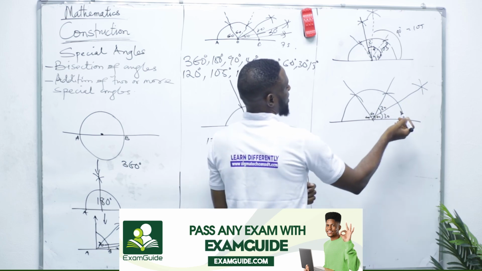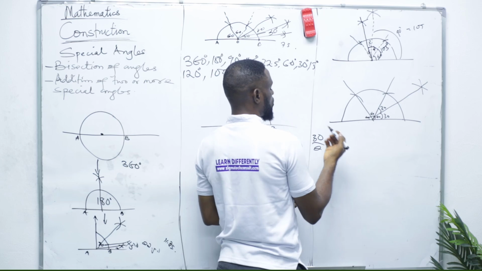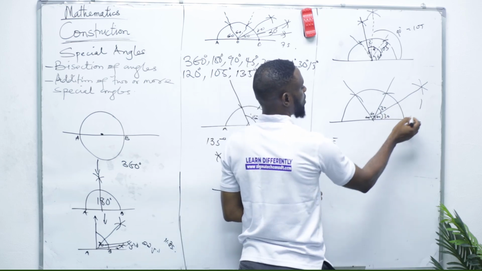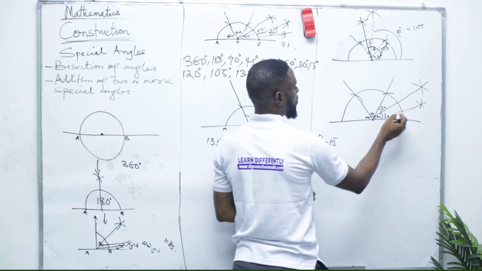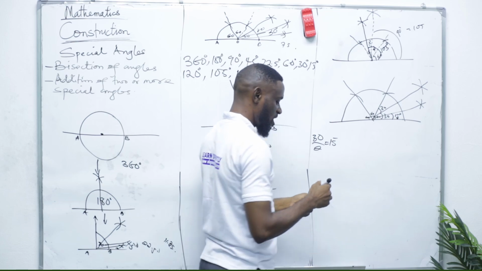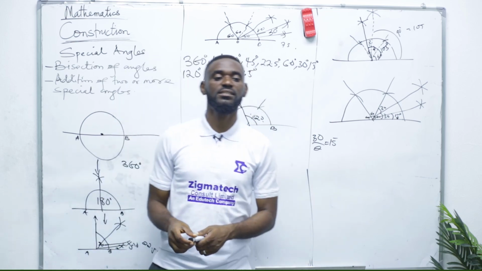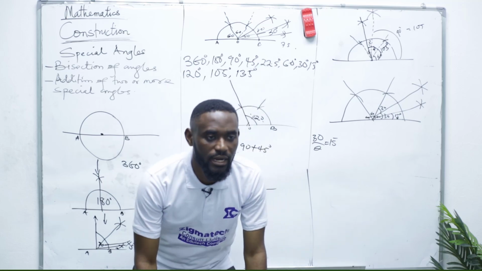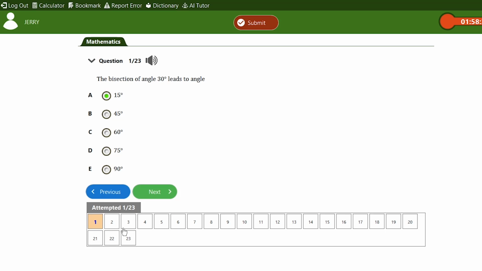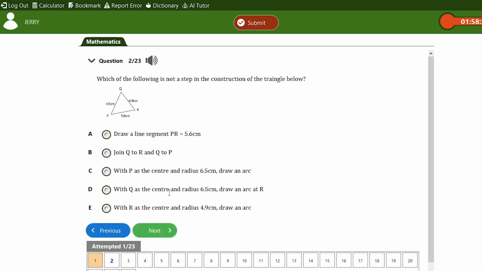Now if we bisect 30, it's 30 divided by 2. Bisection is over 2. So 30 divided by 2 is 15, meaning if we bisect this, here we're having 15 degrees. So the bisection of angle 30 degrees leads to angle 15 degrees. Is that okay? All right, so let's look at the next one.